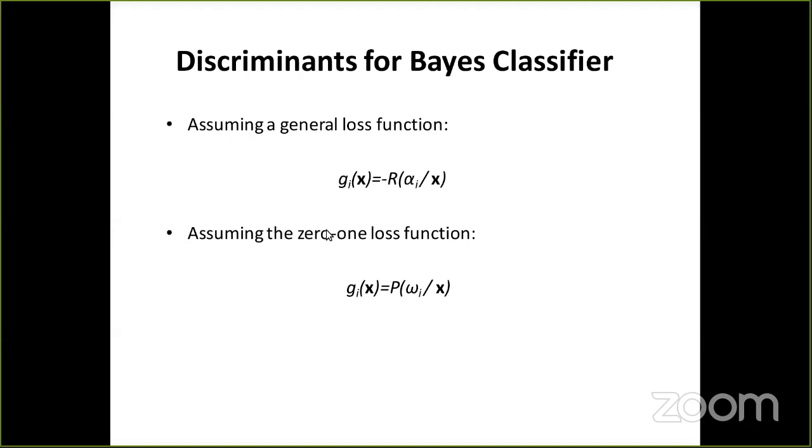And another discriminant function could be the probability itself, the posterior probability. So that is the probability of belonging to a particular class given x.